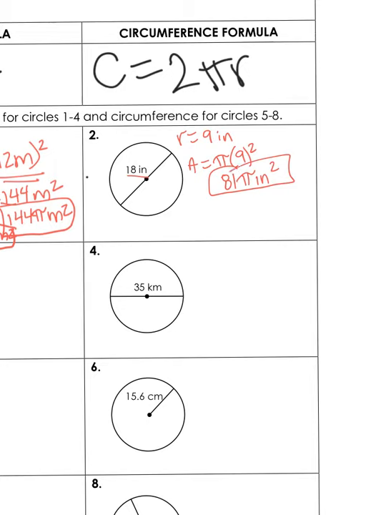That's my exact answer. My approximate answer is when I do 81 times 3.14, and I end up with 254.47 inches squared. That's my approximate answer.